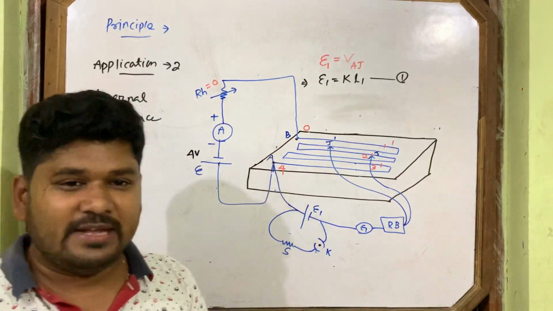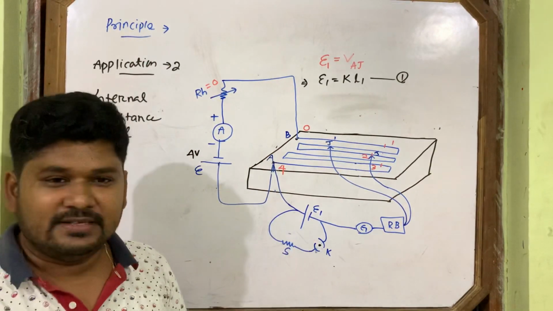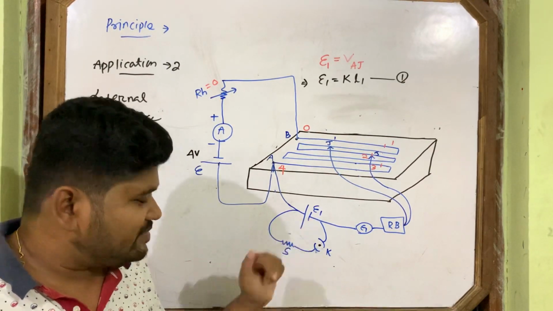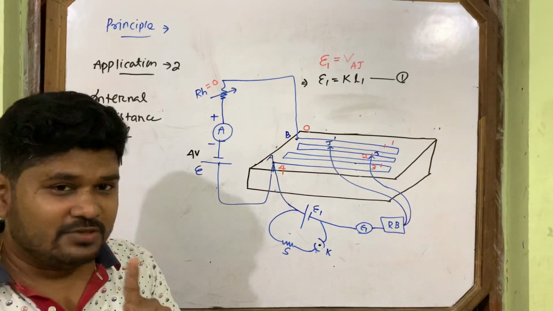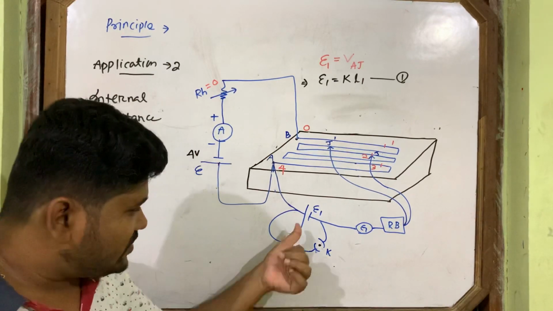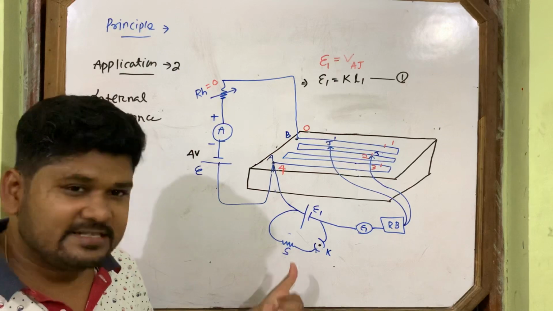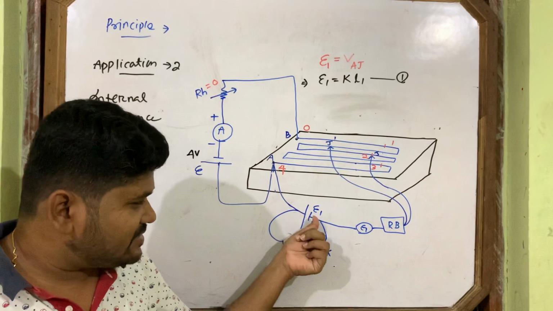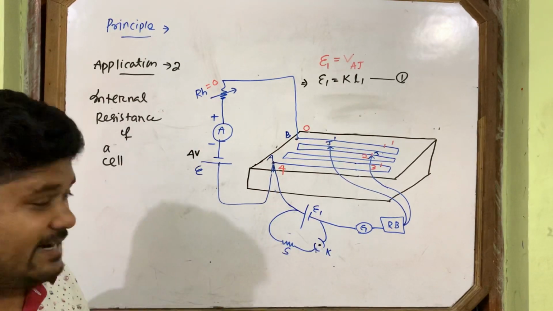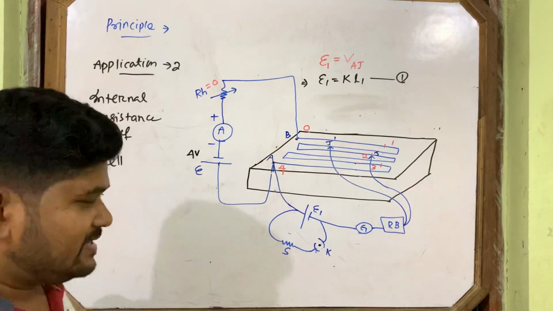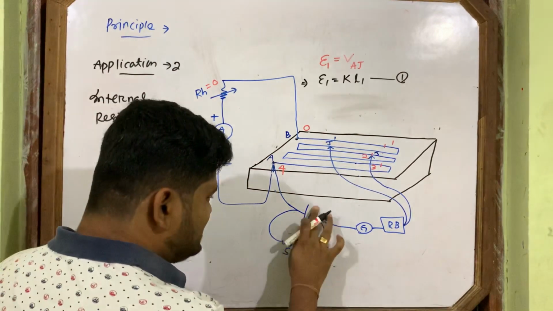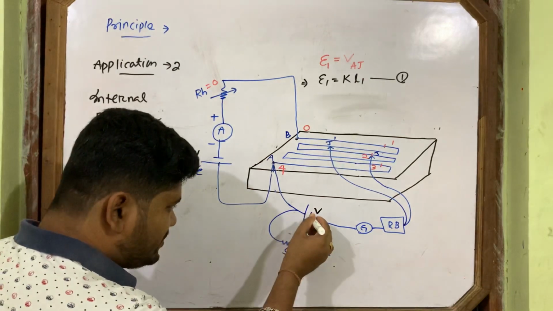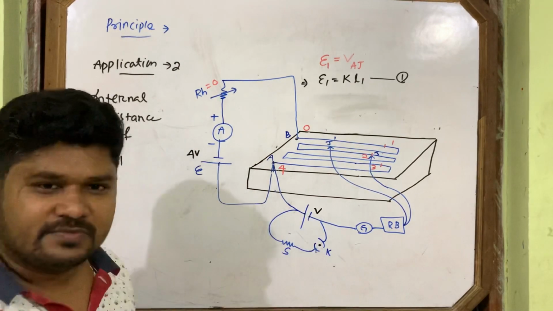If current starts flowing in this small circuit, the difference of potential between the two terminals of the cell is no more EMF, because now current is drawn from the cell due to this resistance. It's now the potential difference, that is V. The difference of potential between the two terminals is now V when this key is closed.